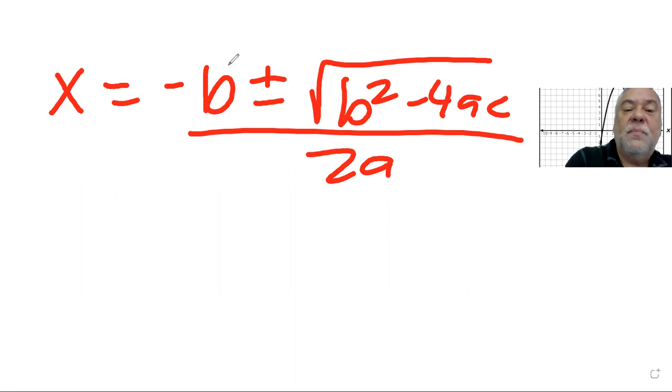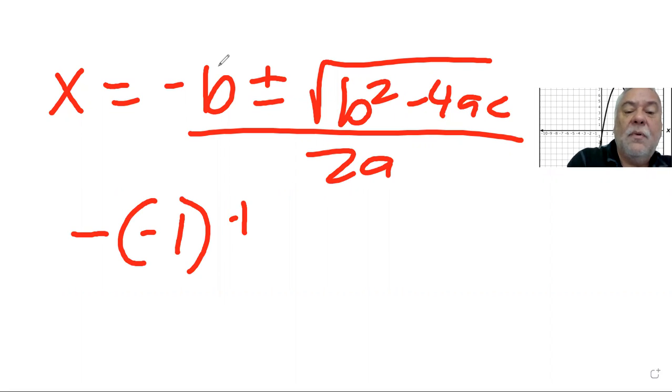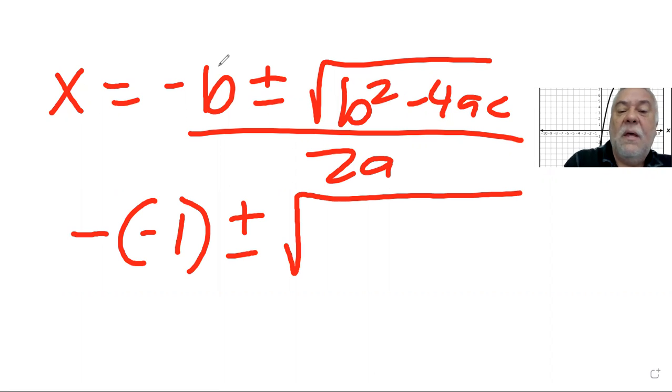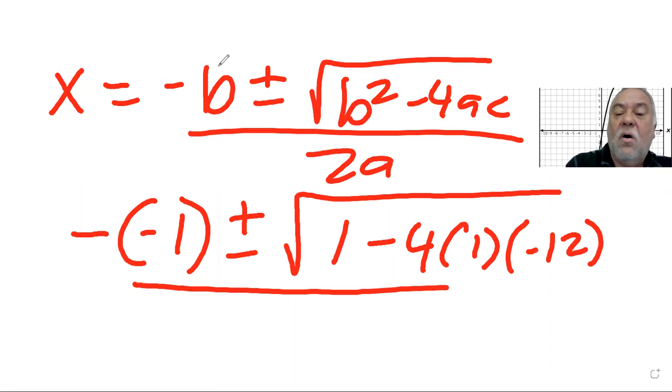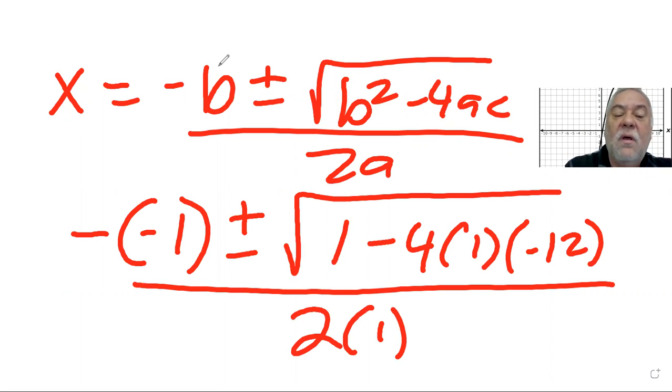Okay, so minus b, we knew that b was negative 1, so minus negative 1 plus or minus the square root of b squared. Negative 1 times negative 1 is positive 1. So 1 minus 4 times a was 1, and c was negative 12, all over 2a. A was 1.